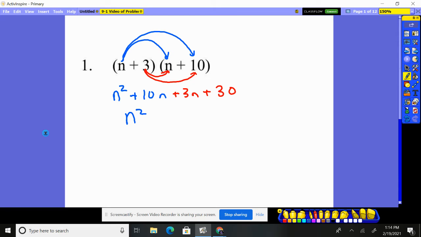We end up with an n squared. 10n and 3n is how much? 13n, and then the number 30. And that answer, that trinomial, is our answer to those 2 binomials multiplied.